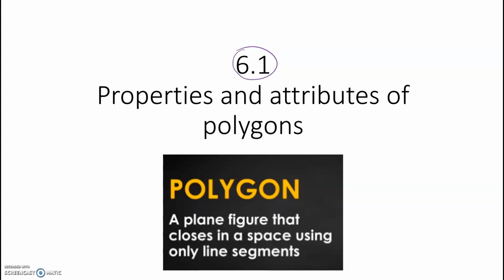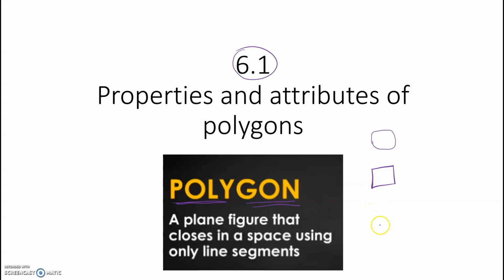So you first need to know what a polygon is. What does the word polygon mean? Poly actually means many, and gon means sides, so many sides. Now, the actual definition says a plane figure that closes in a space using only line segments. So understand you have lines only, which means no curves. So you're not looking at stuff with curves. It needs to be line segments. Okay, closes. No openings.